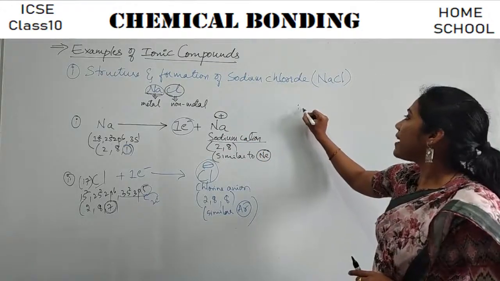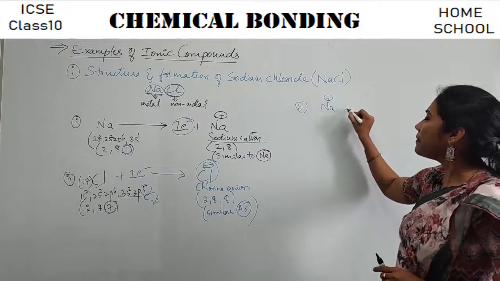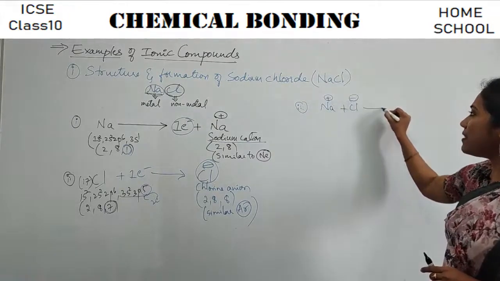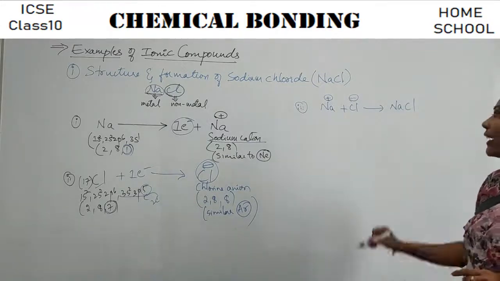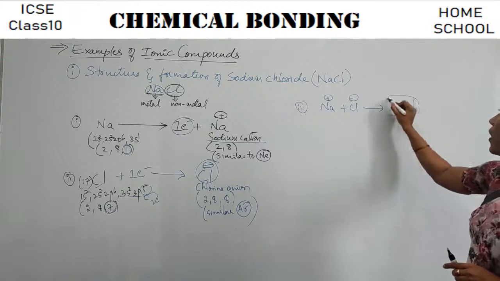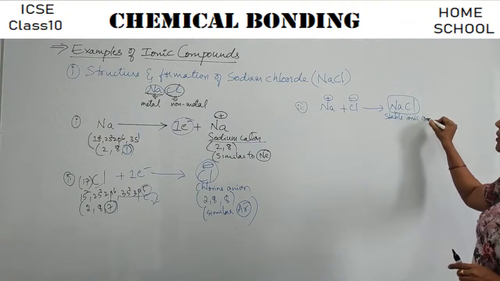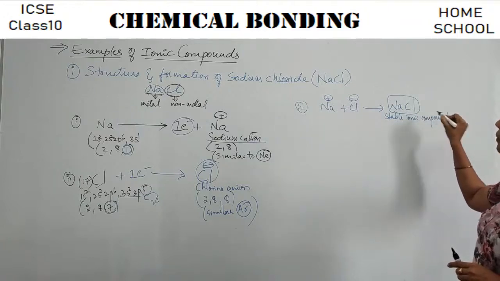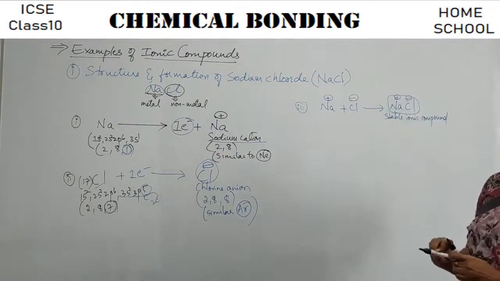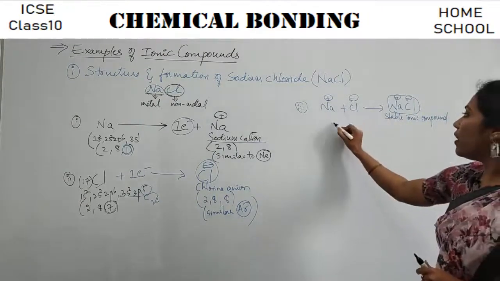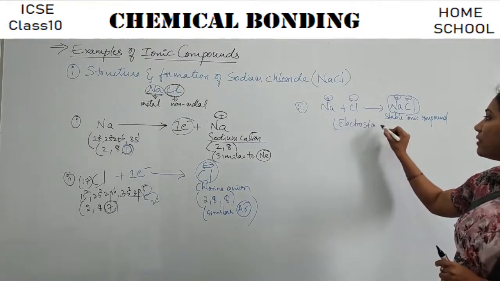So in the third step, your Na+ combines with Cl-, and you get an ionic compound, NaCl. This is your stable ionic compound. Here Na has a positive charge and Cl has a negative charge. This is what we call electrostatic force of attraction.